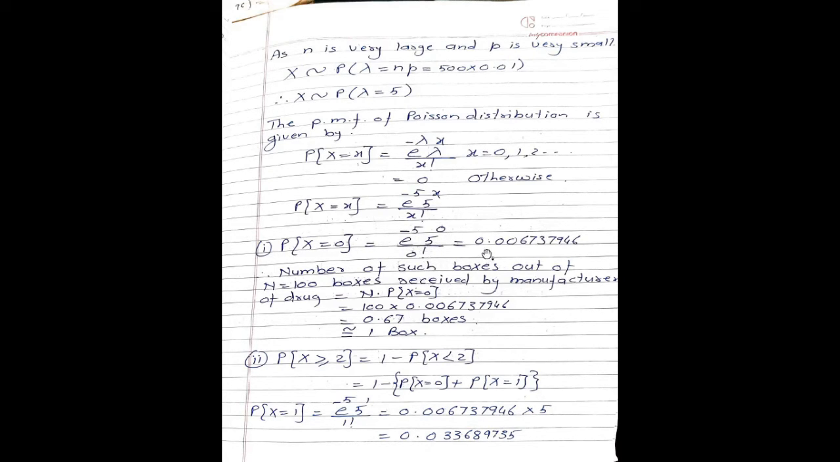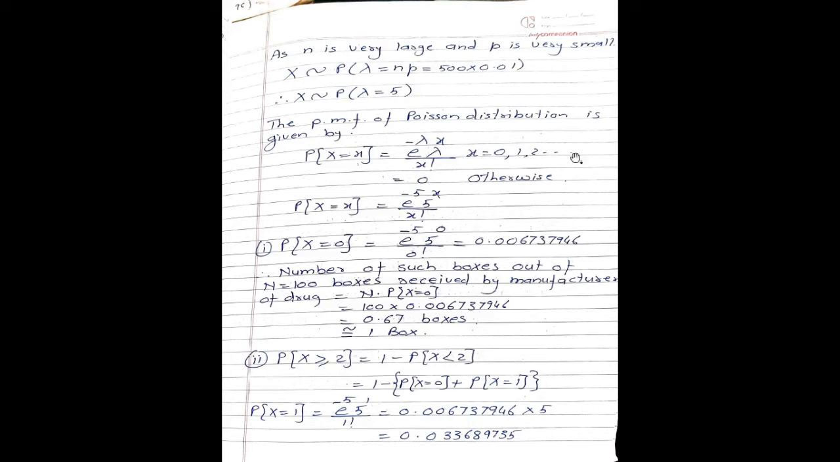So the answer is 0.006737946. But actually in the question part they have asked us to find the number of boxes. Therefore number of such boxes out of N is equal to 100 boxes received by manufacturer of drug is equal to N into probability X is equal to 0, which is equal to 100 into 0.006737946. So which is nothing but 0.67 boxes. So approximately 1 box.